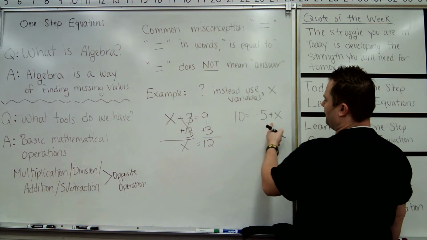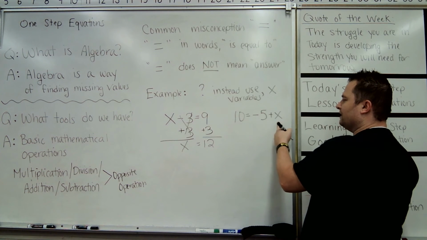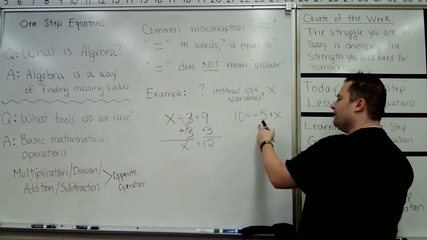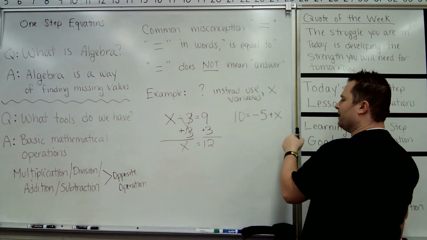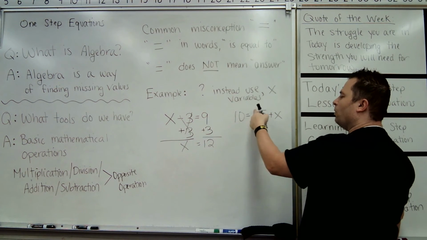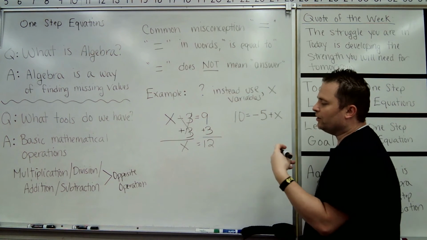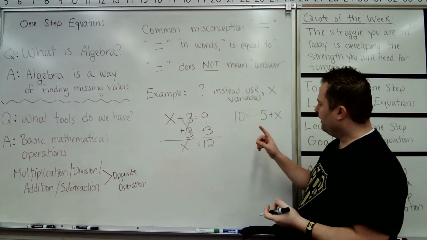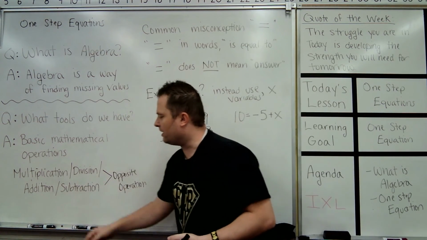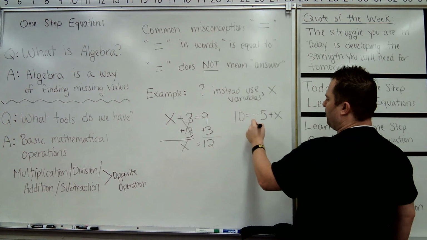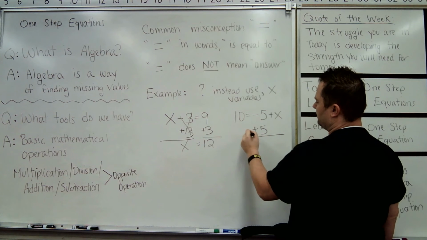10 equals minus 5 plus x. We want the x by itself, but there's this negative 5 here. To get rid of this negative 5, yes, this x is being added, but I don't want to get rid of the x. I want to get rid of this negative 5. The thing you're trying to get rid of is telling you which operation to use. If it's being subtracted or it's a negative, we're using the addition, the opposite. I want to add 5 to both sides.